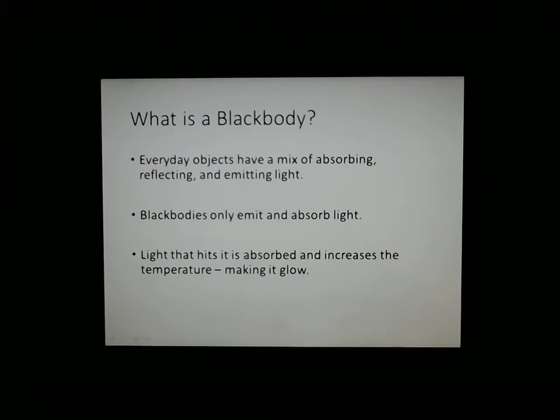The best example that we have really in nature for a black body is a star. Energy from any other star that hits it is most likely to be absorbed by the gases inside of it, by the plasma, and then given back off as light itself. But really not much light actually hits it, so it's all about just emission in this case.